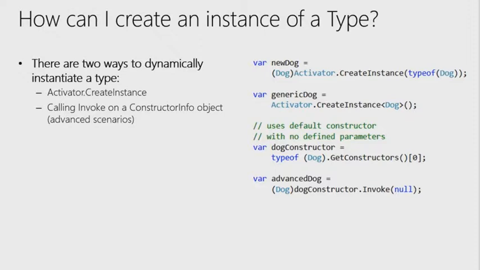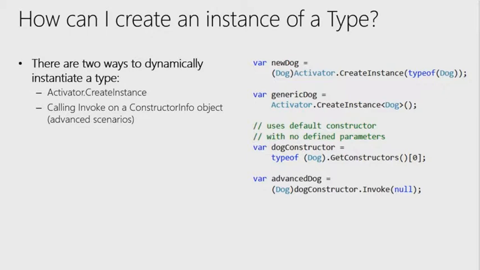So on the right-hand side here, you see var newDog is equal to a Dog instance. We're casting the result of the CreateInstance method, and we're passing in the typeof Dog so that CreateInstance knows how to go and create an instance of this. That is basically calling a default constructor on Dog to return back that instance. Now, there is, of course, a way to call more than a default constructor if you want to, and we'll touch on that later.